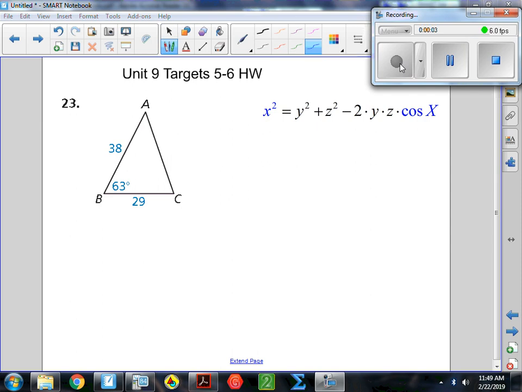Okay, this is number 23, Unit 9, targets 5 and 6 homework. I'm trying to solve the triangle, which means we're trying to find all the angles and all the sides. I can check to see if I can use law of sines first.